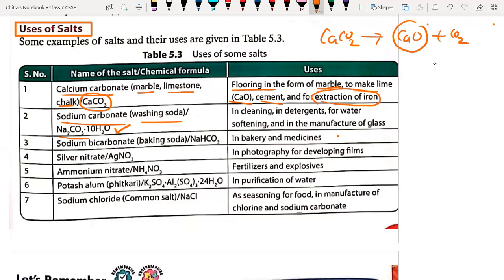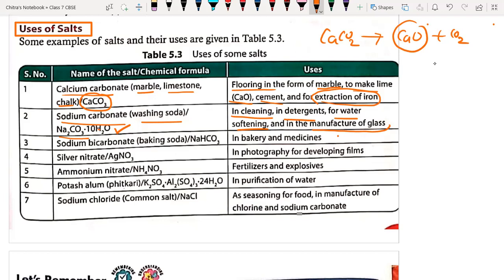So your answer must be 10 water molecules. Where has it been used? In cleaning, in detergent, and for softening the water we are using calcium carbonate, and in the manufacturing of glass. Glass manufacturers use calcium carbonate and sodium carbonate.